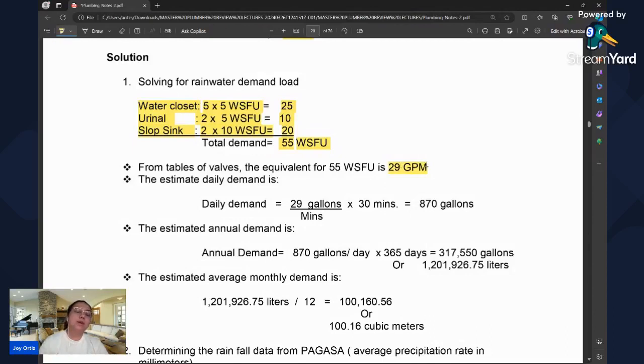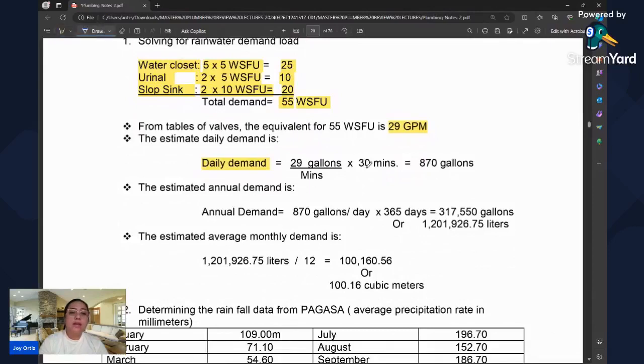We have a table for that. So the estimated demand is 29 gallons per minute times the 30 minutes duration, so the estimated demand is 870 gallons.